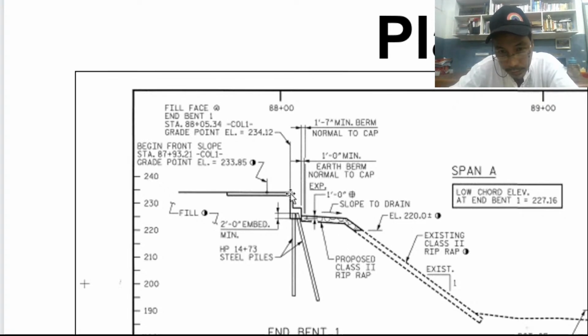Imagine that elevation. And actually, these piles, this is actually 73. This one, 73, means the length of the piles. The length. So 14.